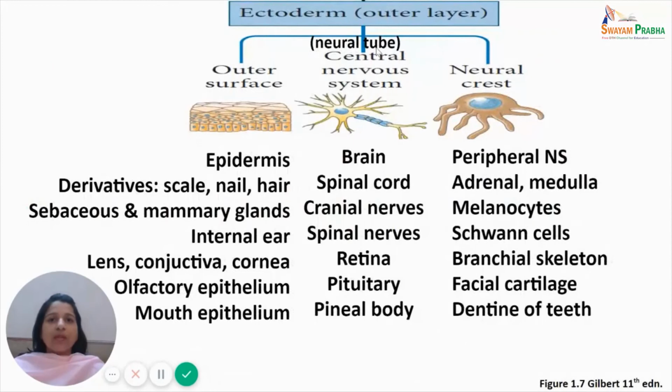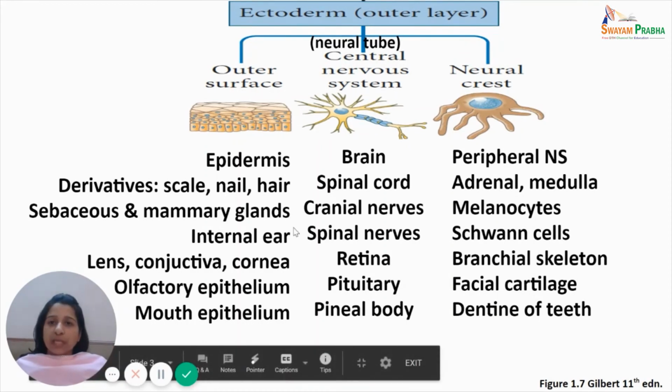The ectoderm, or the outer layer, forms the outer surface of the body, the central nervous system, and the neural crest. The outer surface forms the epidermis of the body of the organism and also various derivatives of the epidermis, which include the scale, nail, hair, the sebaceous and mammary glands, the internal ear, the lens, conjunctiva, cornea, the olfactory epithelium, as well as the mouth epithelium.